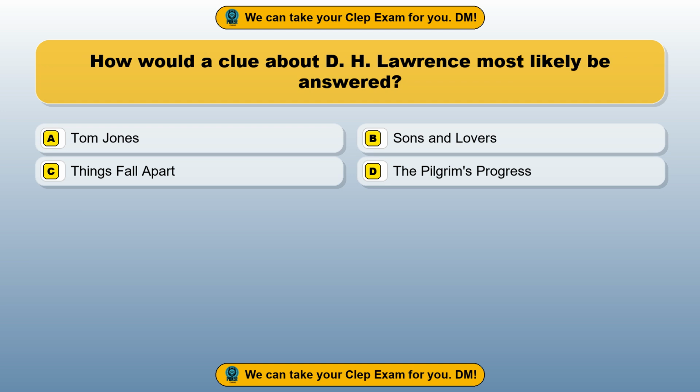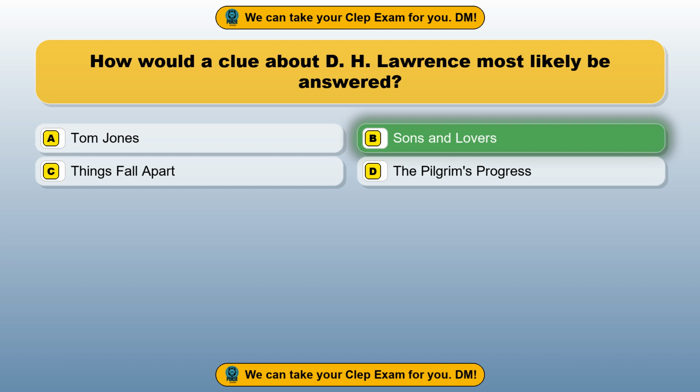Question 19. How would a clue about D.H. Lawrence most likely be answered? Option A, Tom Jones. Option B, Sons and Lovers. Option C, Things Fall Apart. Option D, The Pilgrim's Progress. The correct answer is option B, Sons and Lovers.